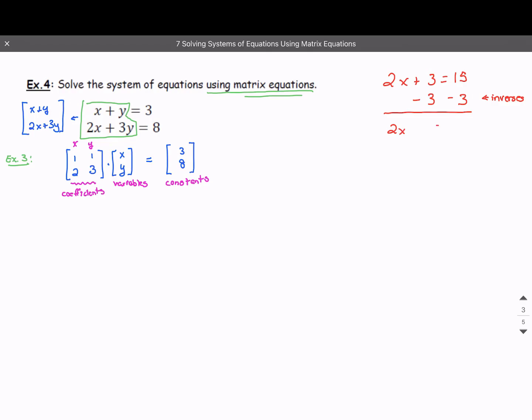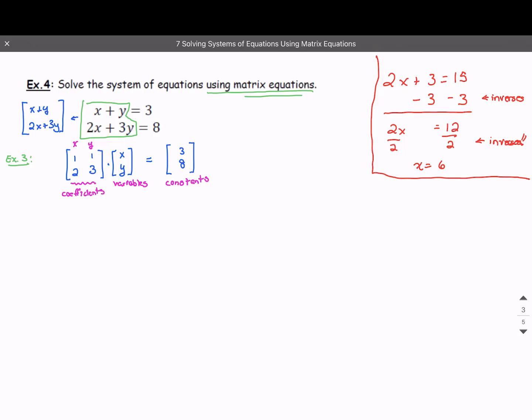And that would give us 2x equals 12. Then you have 2 times x, you would divide by 2, because multiplying by 2 and dividing by 2 are inverses. And we now have the solution x equals 6. So this is just a little side note to remind you that all the times you've been solving equations, you have been using inverses, okay?